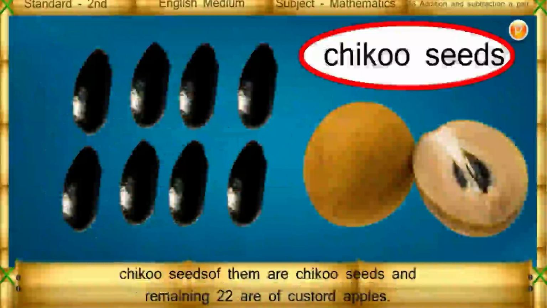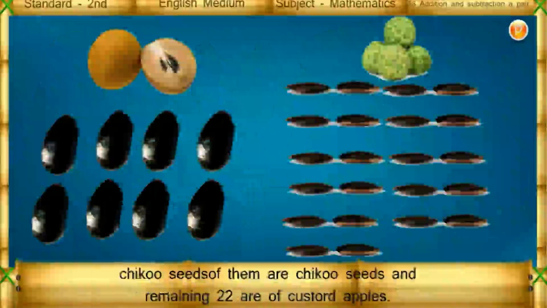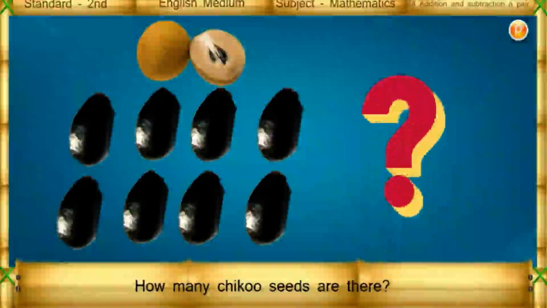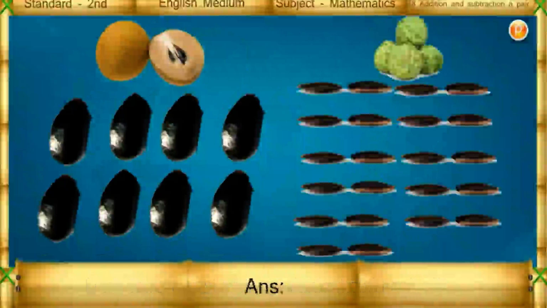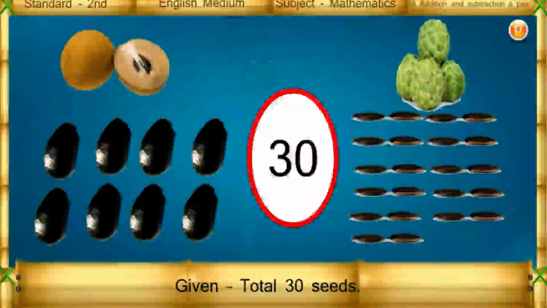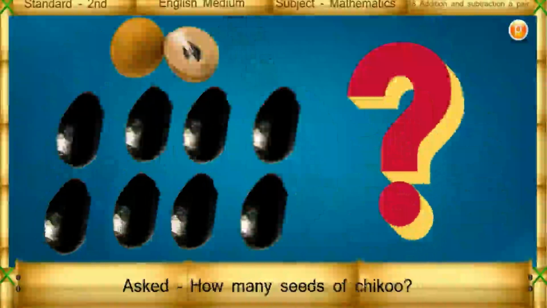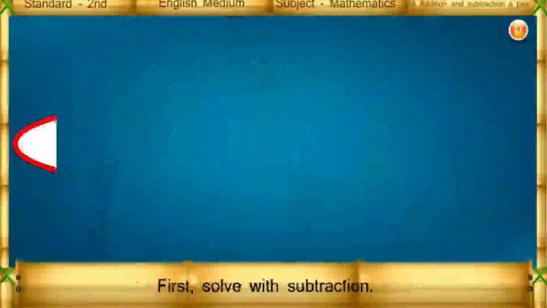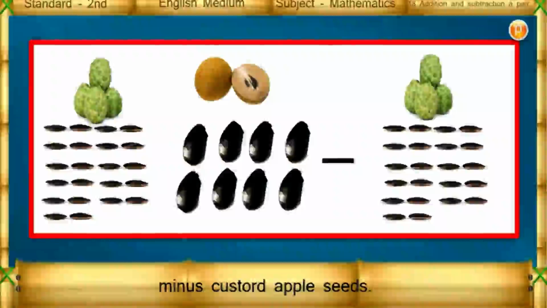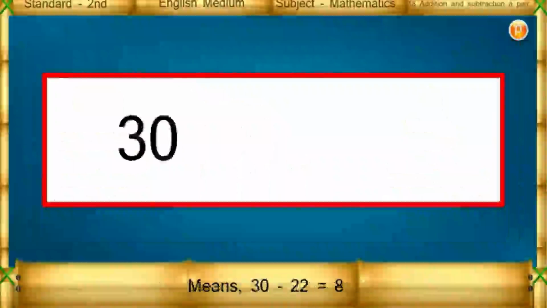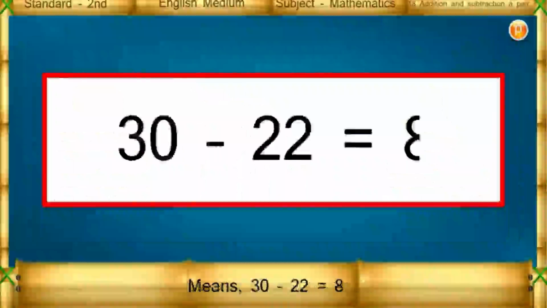Hasina collected 30 seeds. Some of them are chiku seeds and the remaining 22 are custard apple seeds. How many chiku seeds are there? Look here at what is given and what is asked. Answer. Given: total 30 seeds. Asked: how many seeds of chiku? First, solve with subtraction. Total 30 seeds minus custard apple seeds means 30 minus 22 equals 8.